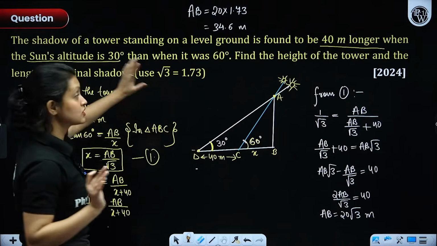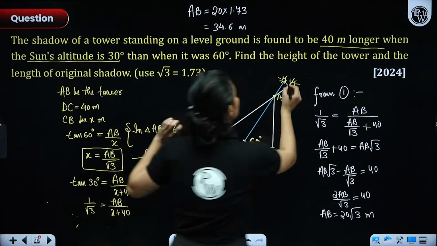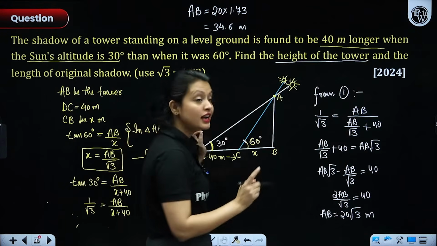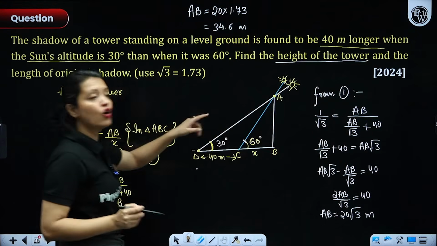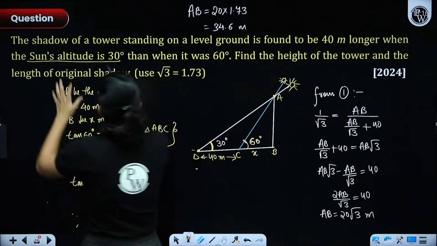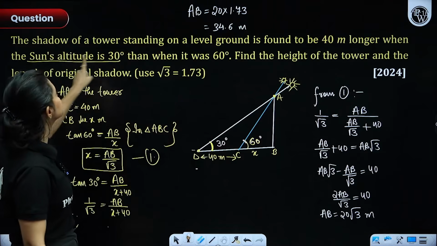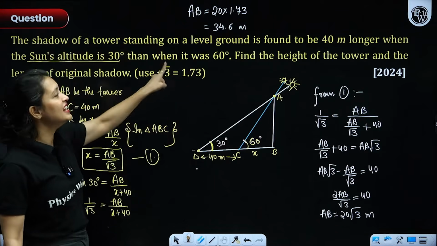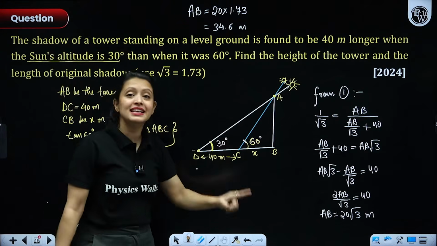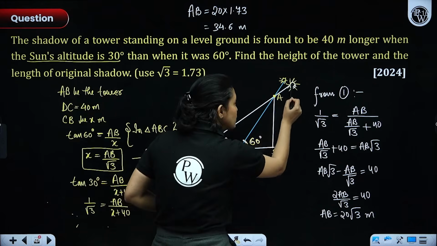Acha, sorry, let's go back and we have to figure out one more thing. I'm so sorry. We had to figure out the height of the tower, that we did. We also have to figure out the length of the original shadow. So length of the original shadow would be what? So dekho yahan par, the shadow of a tower standing at a level ground is found to be 40 meters longer when the sun's altitude is 30 degrees than when it was 60 degrees. So basically the original shadow would be the shadow formed when the sun was here.